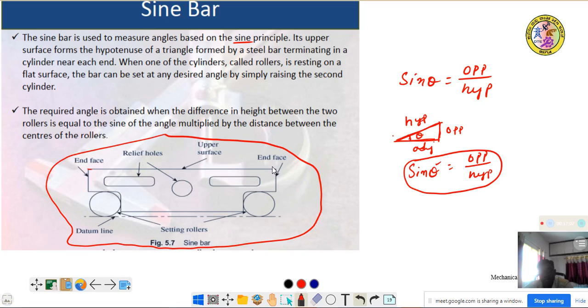When we want to measure the angle, ಆ ಟೈಮಲ್ಲಿ ನಾವೇನು ಮಾಡ್ತೀವಿ? ಇನ್ಕ್ಲಿನೇಷನ್ ಕೊಡ್ತೀವಿ ಅದಕ್ಕೆ. ಇನ್ಕ್ಲಿನೇಷನ್ ಕೊಟ್ಟಾಗ ಏನಾಗುತ್ತೆ? ಲಿಫ್ಟ್ ಆಗುತ್ತೆ. ಲಿಫ್ಟ್ ಆದಾಗ this surface acts as a hypotenuse. Formed by a steel bar terminating in a cylinder near each end.